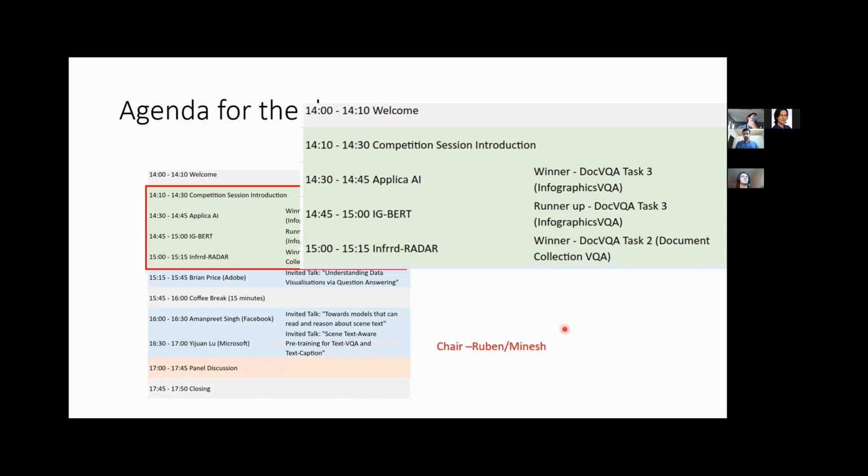From 2:30 to 2:45, the ApplyKI group will present their winning entry for task 3, followed by a presentation from the IG Bird team from NTT Corporation in Japan, who were runner-up for task 3, that is Infographic VQA. The last presentation in the challenge session is from the Infrared Radar team who won task 2. The session will be chaired by myself and Ruben.